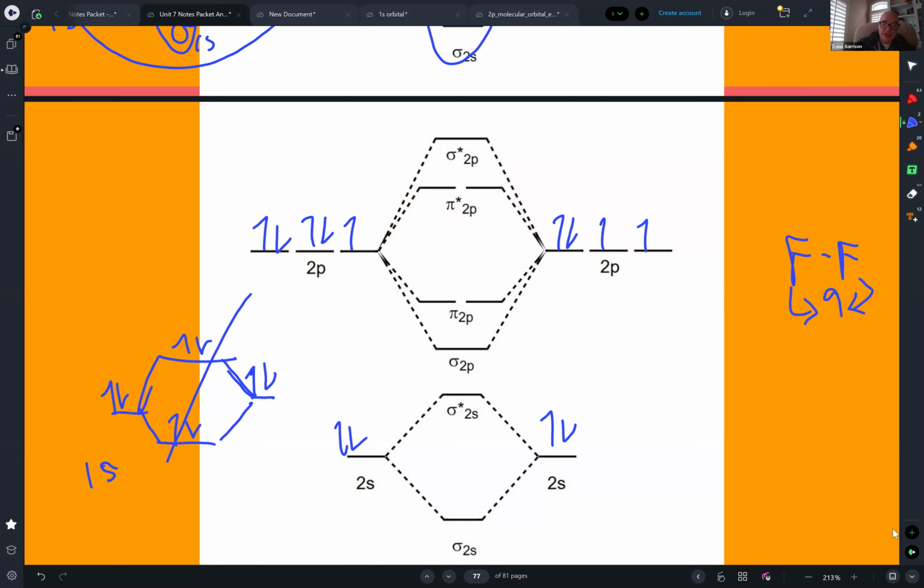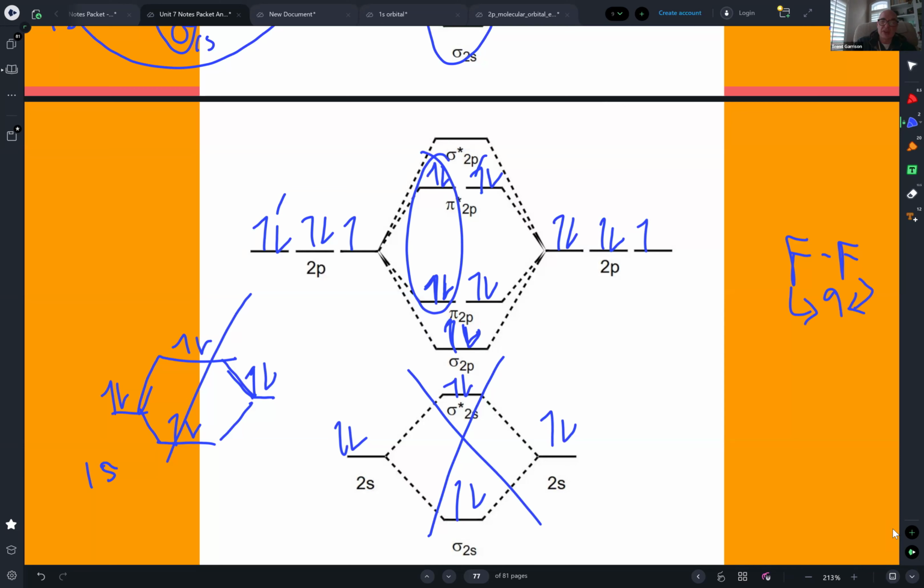All right, now let's put it in. 1, 2 here, 1, 2 here. No bonding occurring. We put in 1, 2, 3, 4. So we have a total of 5 and 5. That's a total of 10. So 1, 2, 3, 4, 5, 6, 7, 8, 9, 10. All right. So now notice this is going to cancel out. This is going to cancel out. It leaves me with only one bonding pair. And that's the reason why I have a single bond.